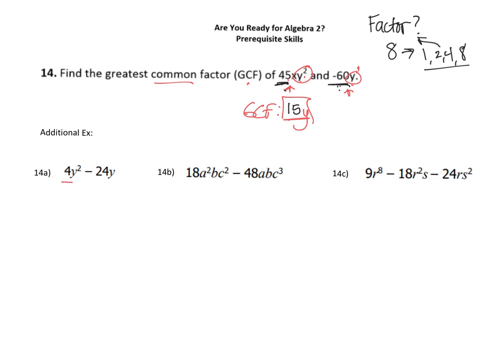Okay, I want to divide out the largest coefficient and the most amount of variables that I can. So I start with my coefficients. What's the largest number that goes into 4 and 24? It has to go into both.